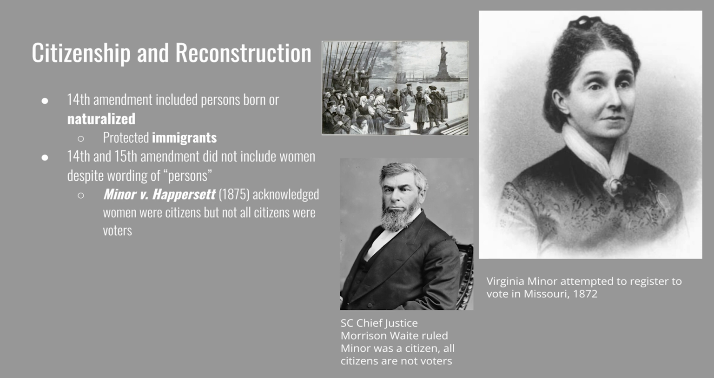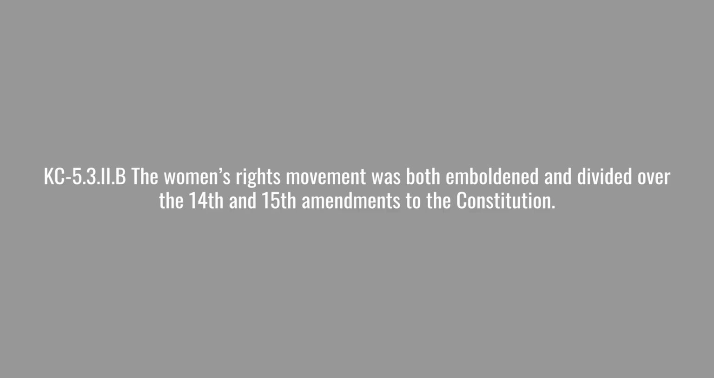After the amendments were ratified, women tried to gain inclusion through action. Virginia Minor was a women's suffrage activist and in 1872 attempted to register to vote in the state of Missouri. She was arrested and appealed her conviction, and went all the way up to the Supreme Court, and the Supreme Court Chief Justice Morrison Waite ruled against her. Waite said that although Virginia Minor and all other women were citizens of the United States, not all citizens are voters. This kept women from being able to vote for another 48 years when a new constitutional amendment is ratified to guarantee that right.